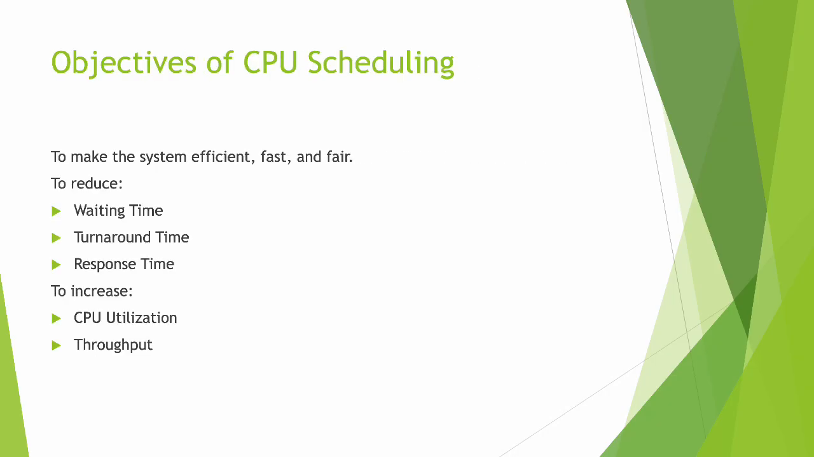The primary objective of any CPU scheduling algorithm is to make the system feel efficient, fast, and fair to all processes. To achieve this, we aim to reduce three key metrics: the waiting time, which is how long a process waits in the ready queue, the turnaround time, which is the total time from submission to completion, and the response time. On the other hand, we want to increase CPU utilization and the overall throughput, which is the number of processes completed per unit time.